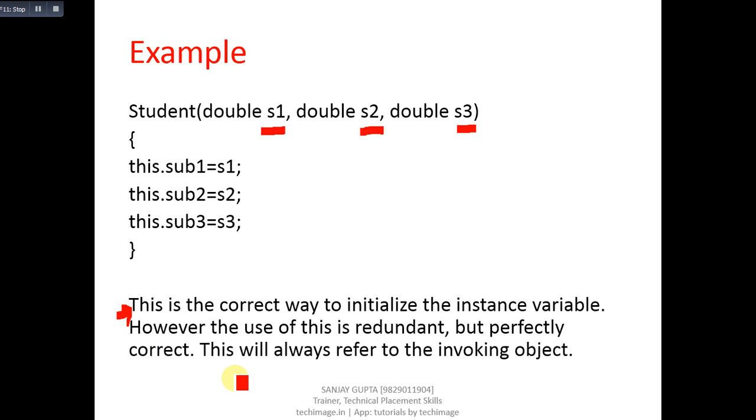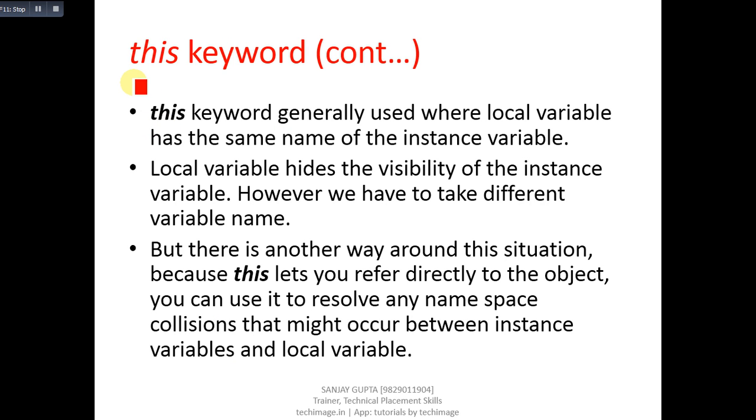So in continuation, the this keyword is generally used where a local variable has the same name as the instance variable. It might be possible that your local variables and instance variables are sharing the same name. So the local variable hides the visibility of the instance variable. However, we would have to take different variable names.